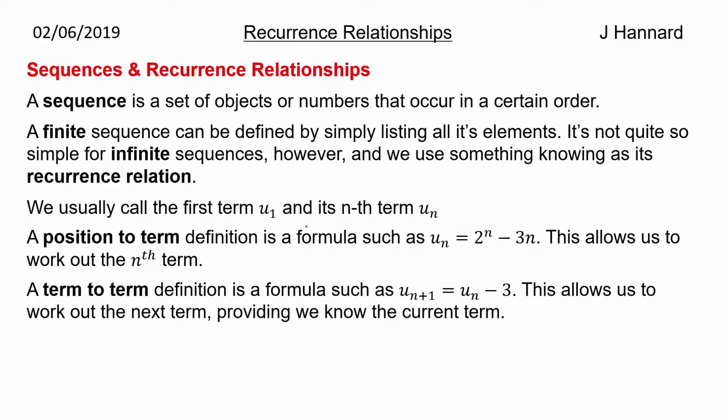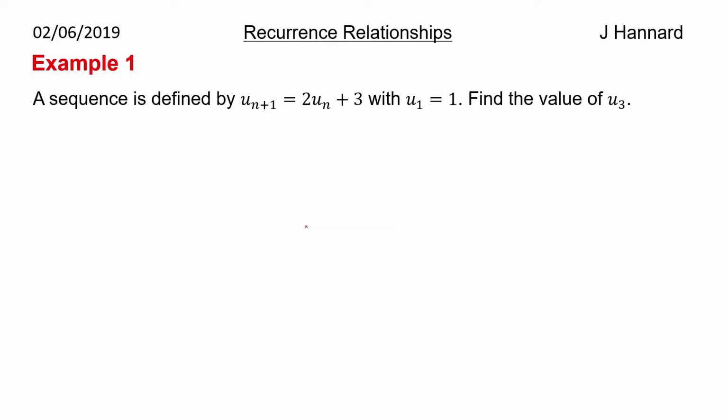A term-to-term definition is a formula such as un plus 1 equals un minus 3. So it relies on the previous term to work out the next term. This allows us to work out the next term, providing we know the current term. So example 1 then. It might all be a little bit confusing, but you'll get the idea with these examples. A sequence is defined by un plus 1 equals 2un plus 3 with u1 equal to 1. Find the value of u3.